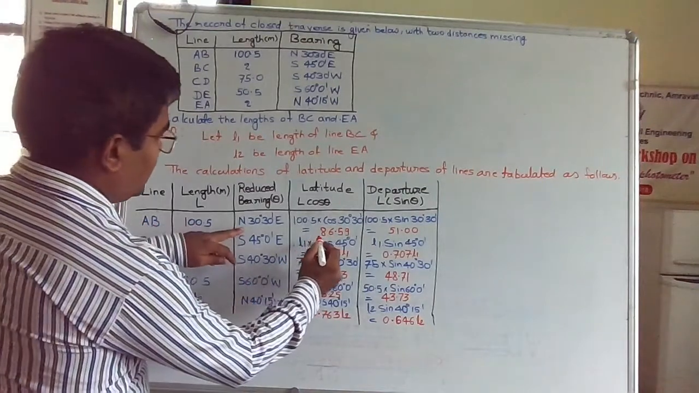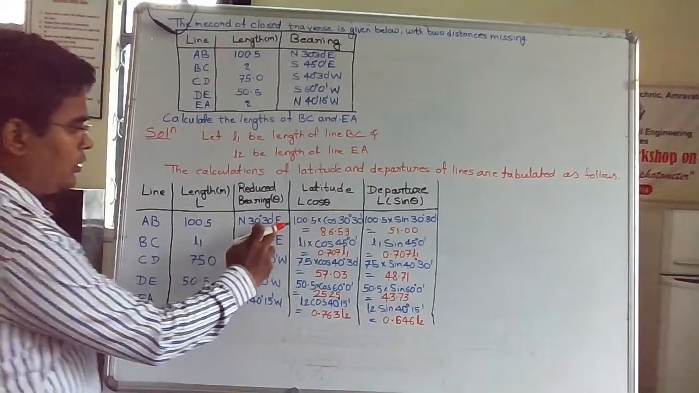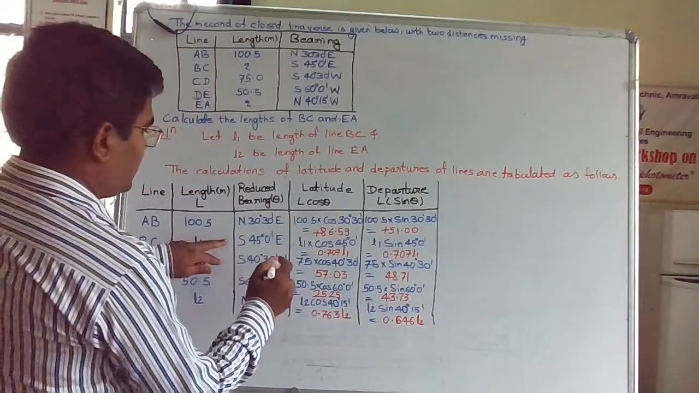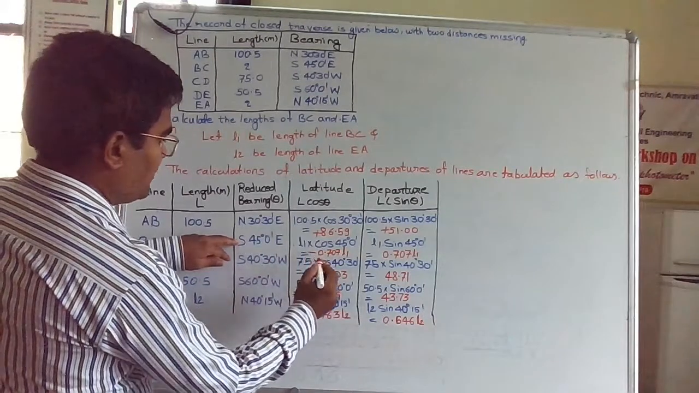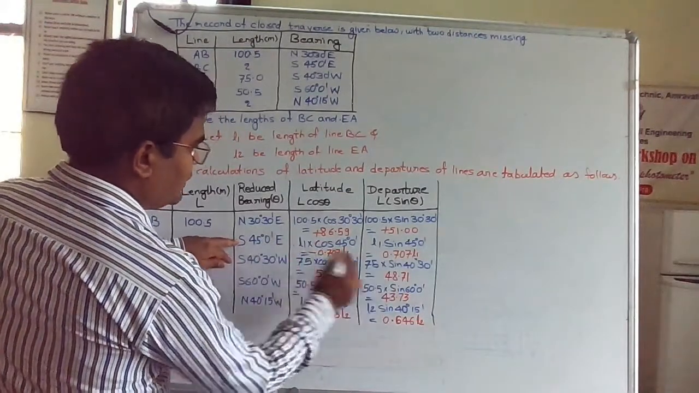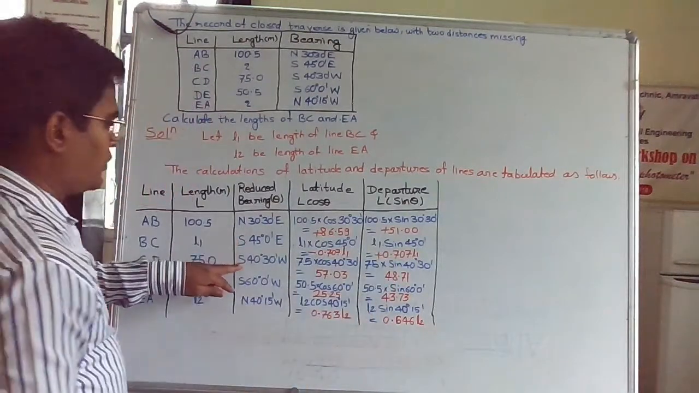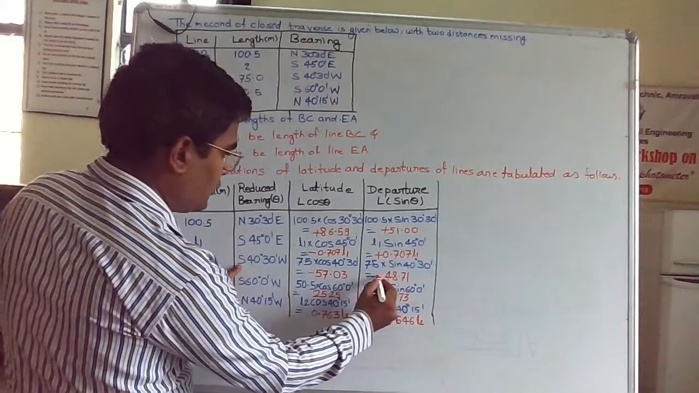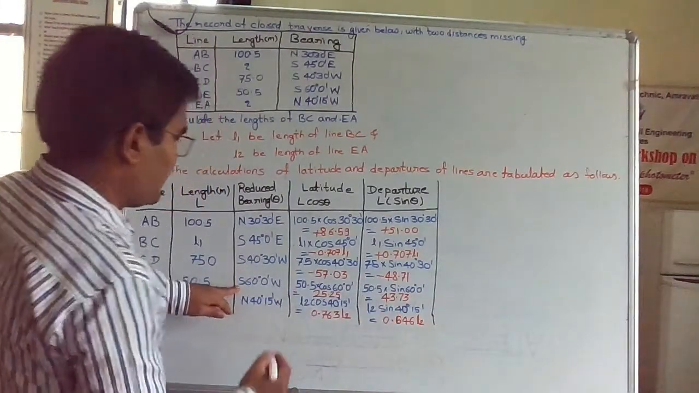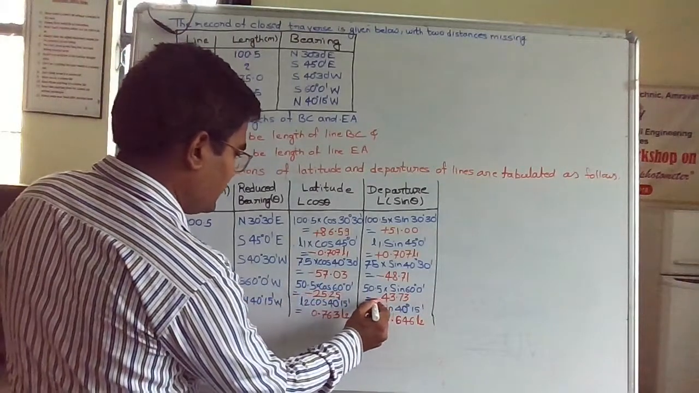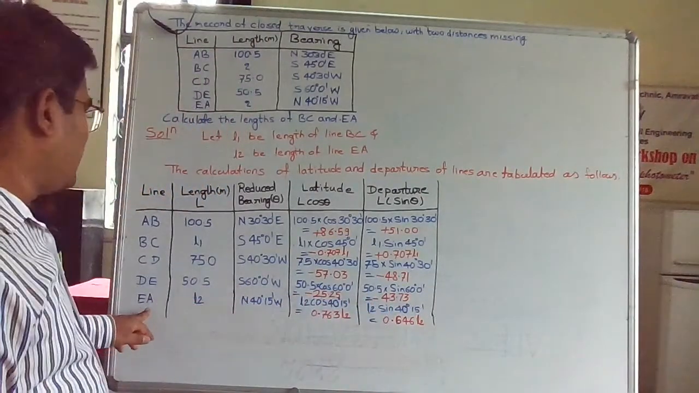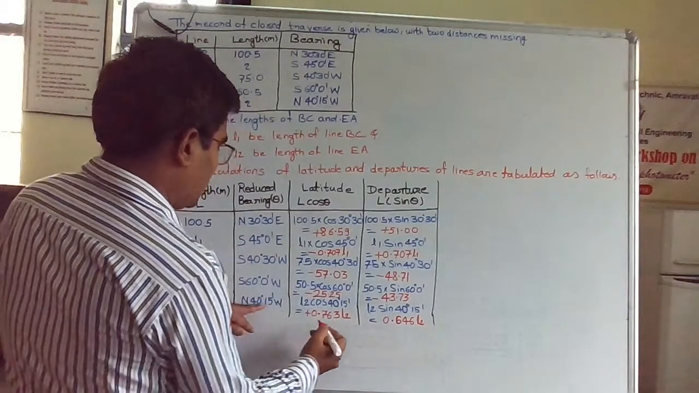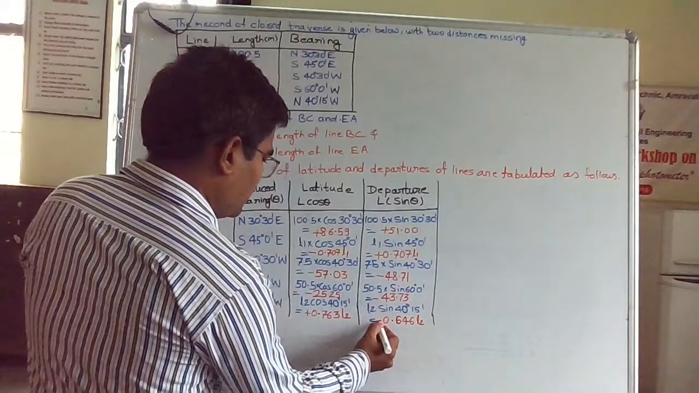So what is the sign? Here the quadrant is north-east, so latitude will be positive and departure will also be positive. Here latitude is towards south, so it will be minus, and departure is towards east, so it will be plus. Here the quadrant is south-west, so both latitude and departure will be negative, and here again south-west, both values will be negative. And lastly, for EA, latitude is towards north, so the value will be plus, and it is west, so departure will be minus.